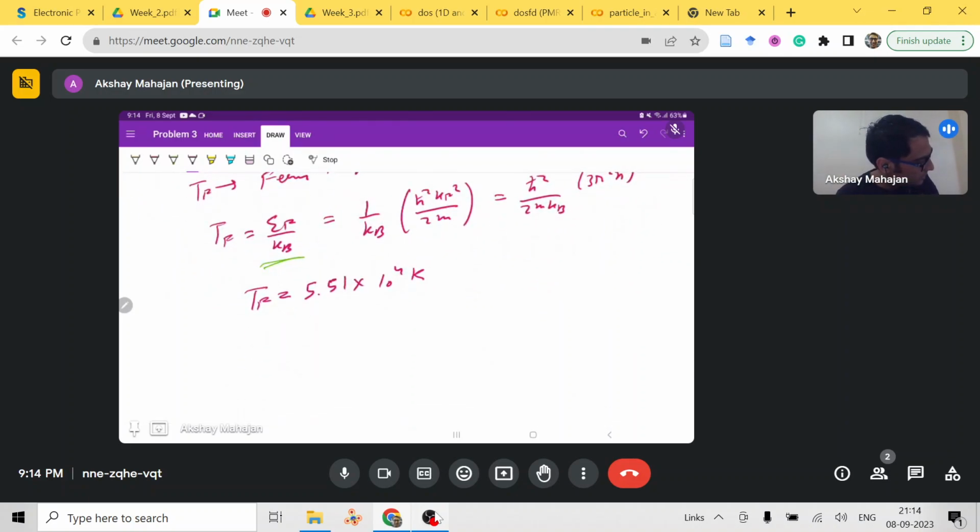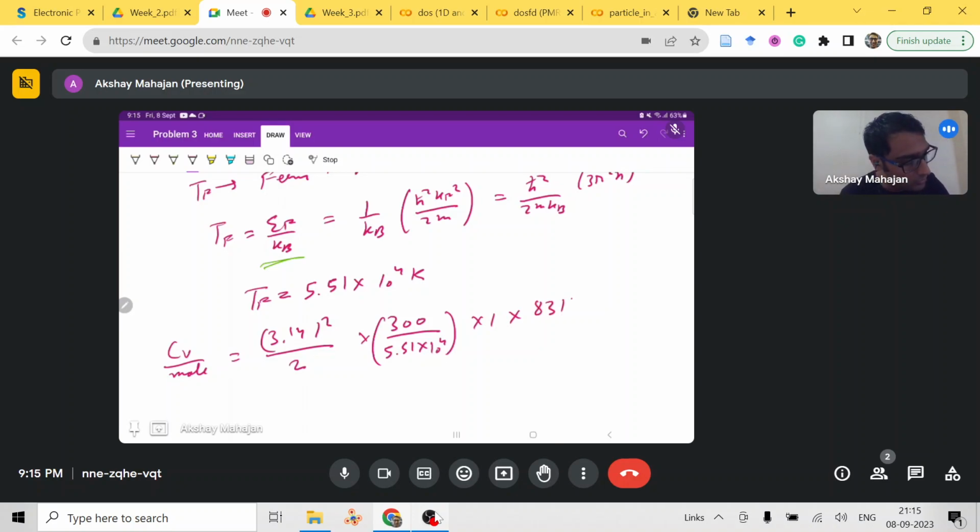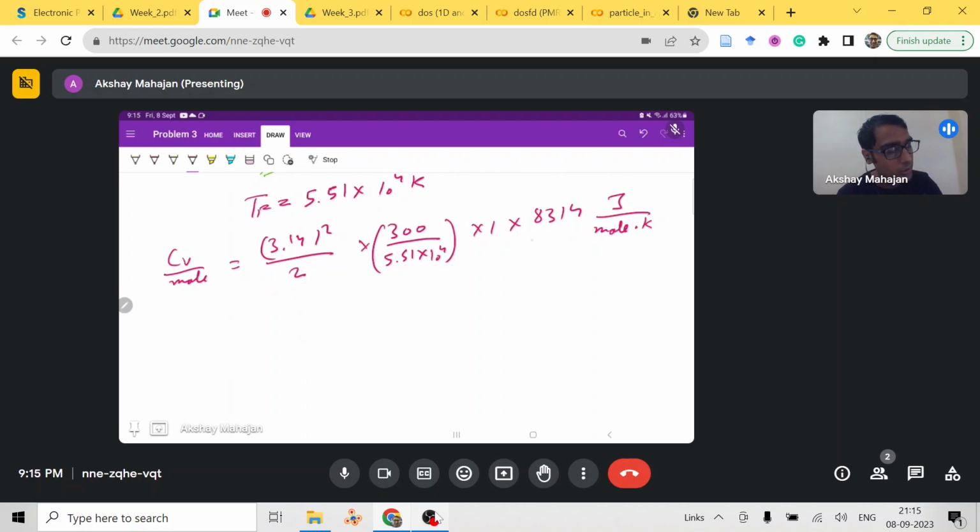Then we just have to put this in CV per mole. Put all the values in: 3.14 whole square divided by 2, in SI units first, 300 divided by 5.51 into 10 to the power 4 Kelvin, times valency 1, times R which is 8.314, and this will come in joule per mole Kelvin. You can check the units. The only one which has a dimension is R, and the value will come as 0.2232 joule per mole Kelvin.